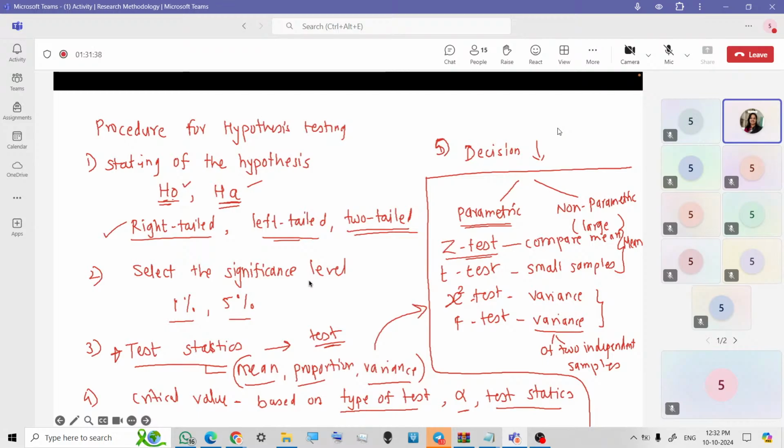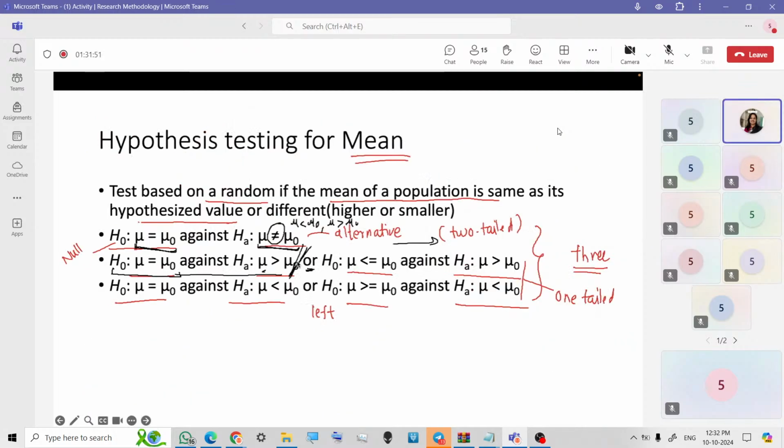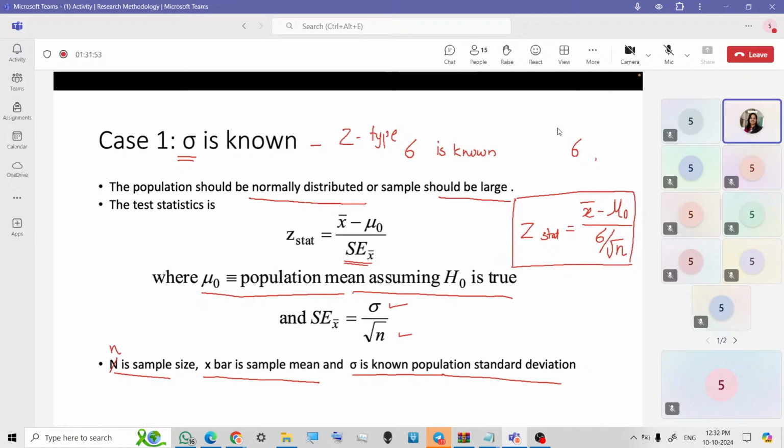So these steps are very important, and this procedure is also important for hypothesis testing. So let us start with the first example, the first type of test, the Z test.